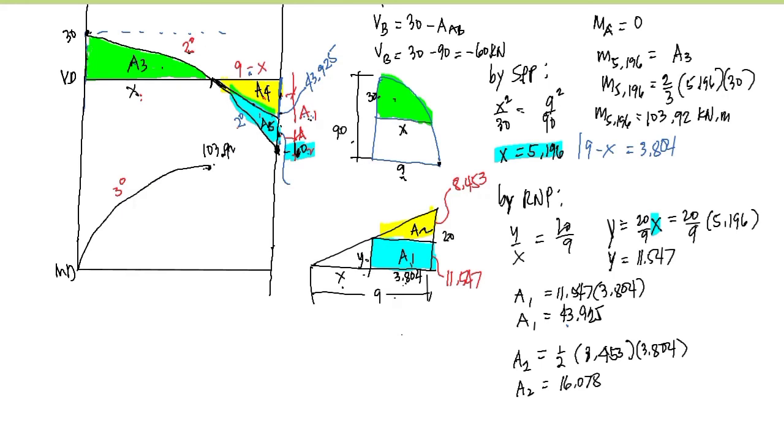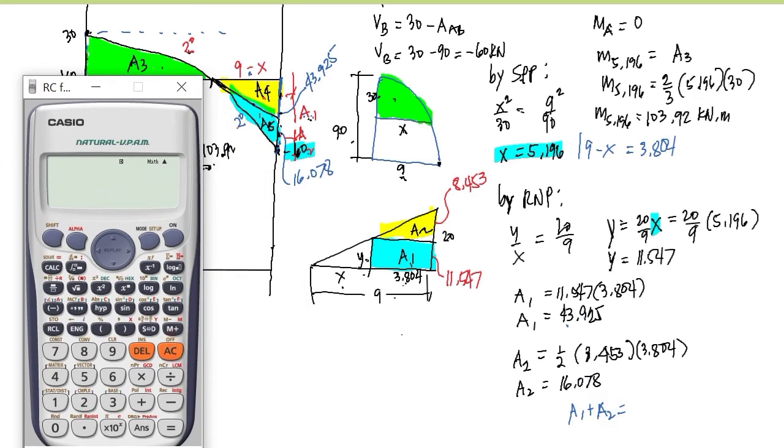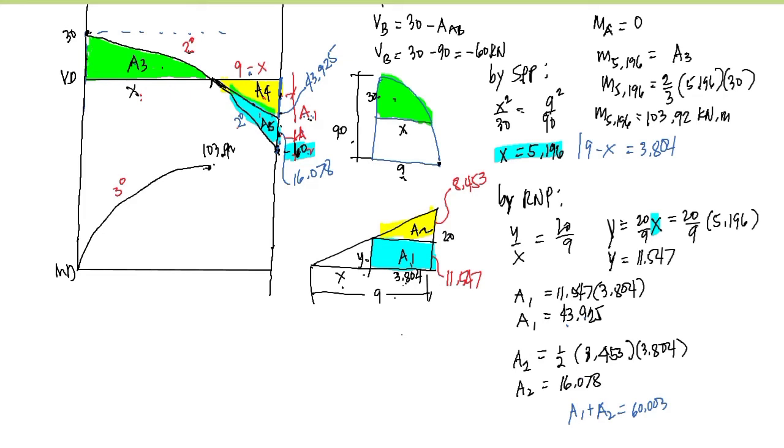This 16.078 is area 2, this height. We know that the total height in this shear diagram is negative 60. So let's check whether area 1 plus area 2 would be equal to 60. The area 1 will become the base of the triangle at area 4, and the area 2 will be the base of the spandrel at area 5. So 43.925 plus 16.078 is equal to 60.003, approximately 60. So that's correct.